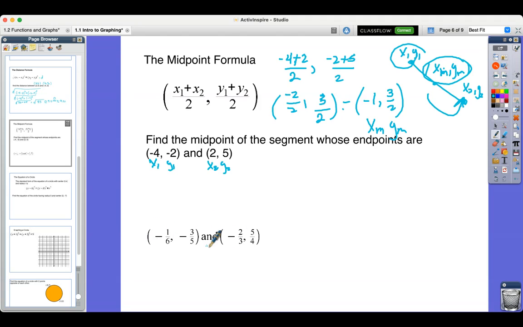Let's try another example here. So you want to pause it and you can try it. You can work that out. All right, so hopefully you did try it. So let's do the same thing again.